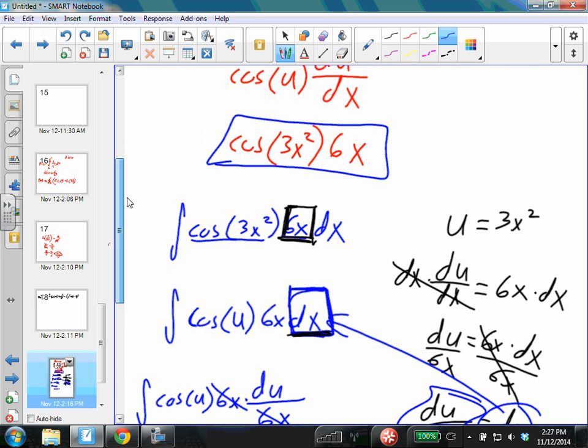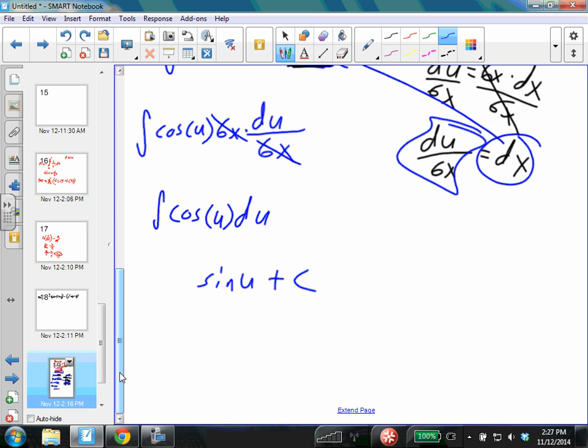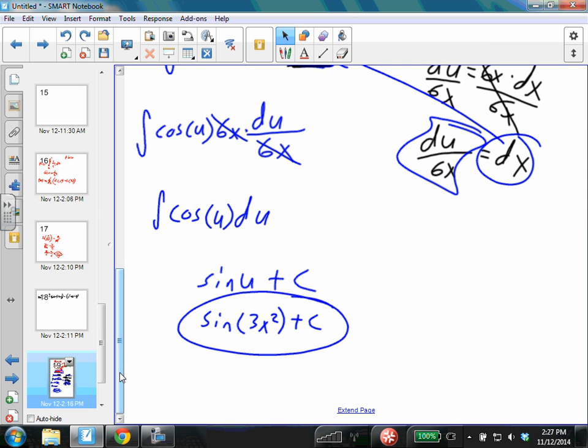And now I'm going to go back and take my u, which was 3x squared, and I'm just going to plug in for u down here. This is sine of 3x squared plus c. And we already knew that that was the answer, right? But that's how we're getting it.